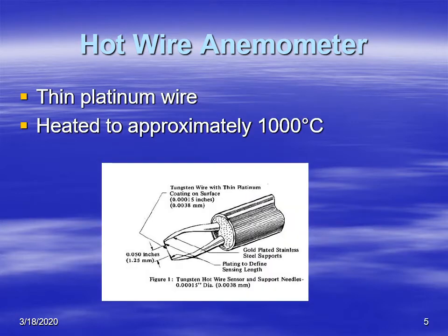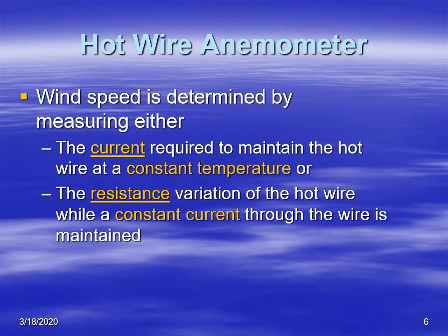This is done, of course, through a heated wire. The wire is heated anywhere from 300 to 1,000 degrees Celsius. Wires are typically made of either platinum or tungsten, and they're very small. There are two types of hot wire anemometers. There's either the constant temperature type hot wire anemometer or the constant current.